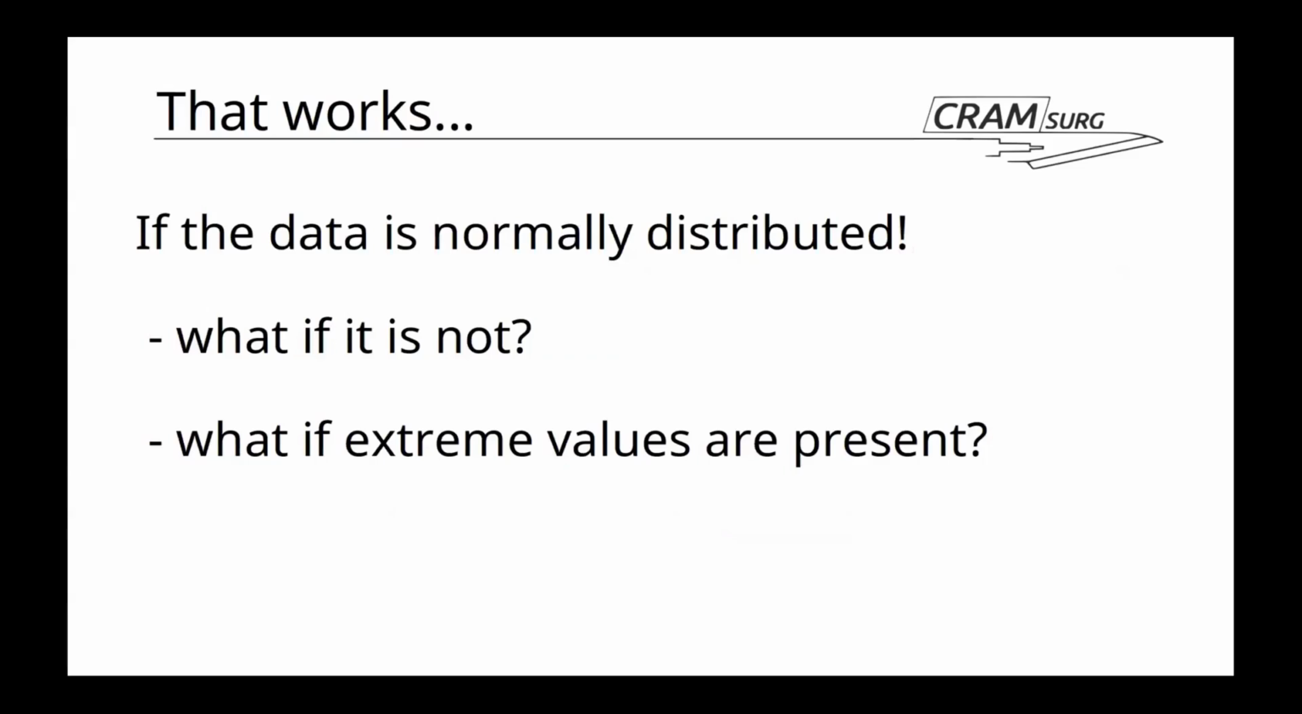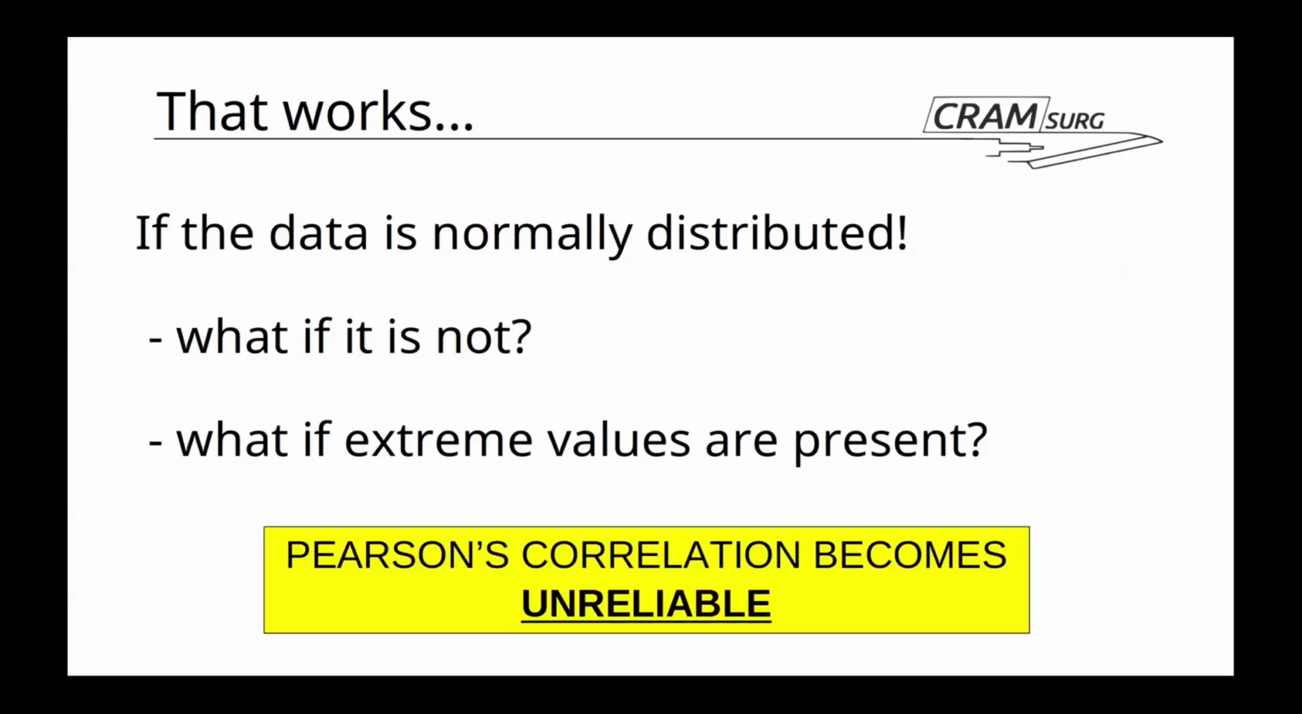So what do you do if it isn't? And what if extreme values are present? Now, this is not uncommon. It is very common. And in this case, Pearson correlation becomes fairly unreliable.